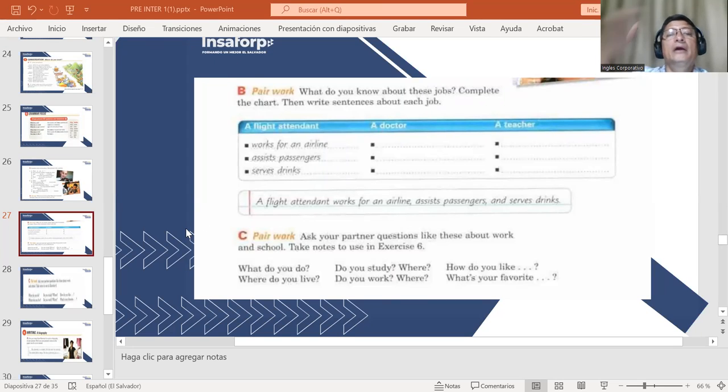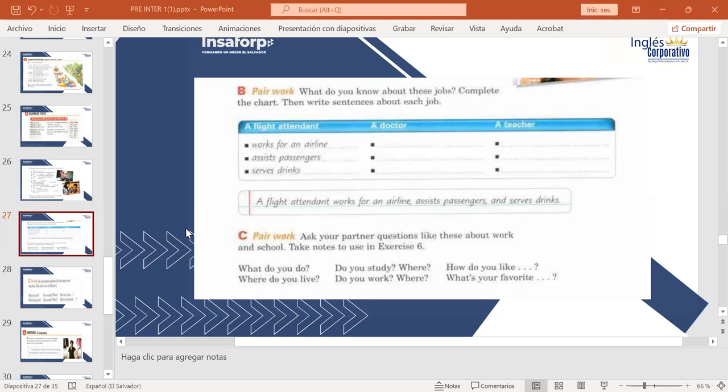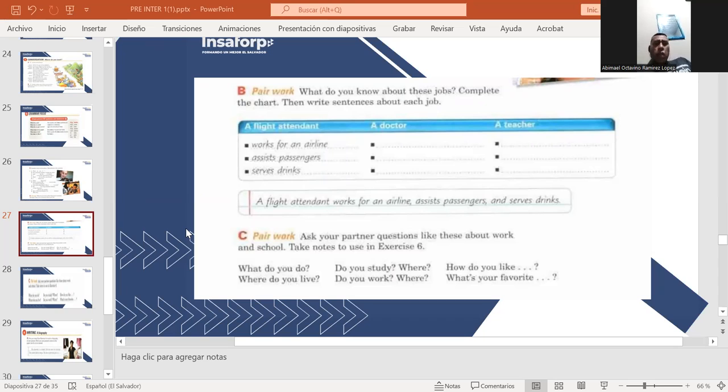Okay, so what are the things that a doctor does? Works in a hospital. Okay, works in a hospital, yes. Or clinic. Checks patients. Check patients, yes. And takes care of your health. Takes care of your health.